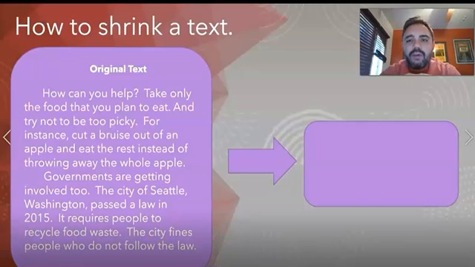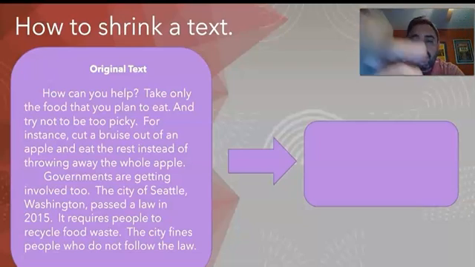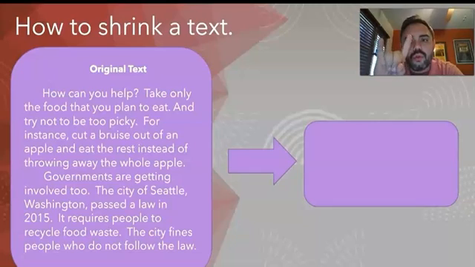So what I have here on your screen is how to shrink a text. Okay, we're going to go back. We're going to look at the original text, and we're going to try to take this big section and shrink it into one or two sentences. Okay, so let's look here.